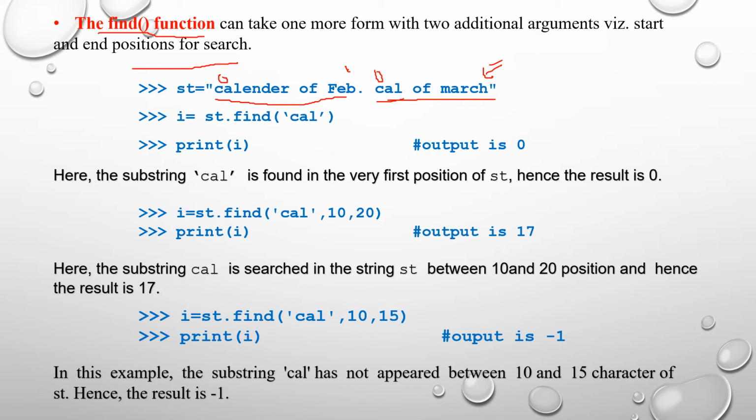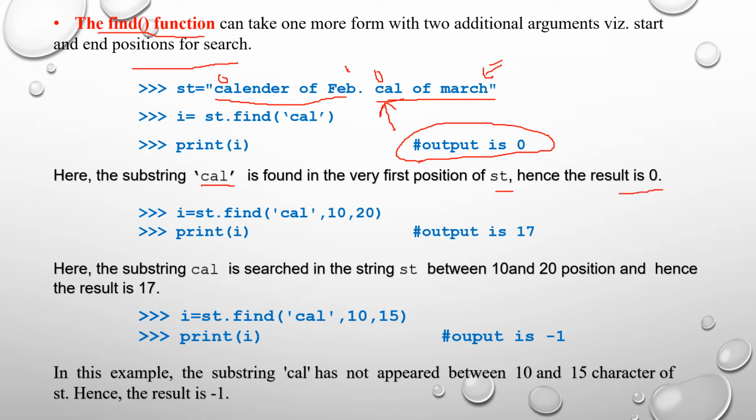So here if you print i, the output is 0. By using this dot, we can separate the string value. So this is the first string and this is the second string. In this particular case the output is 0. So here the substring cal is found in the very first position of the string, hence the result is 0.